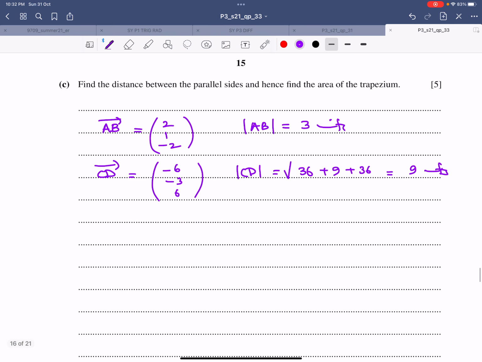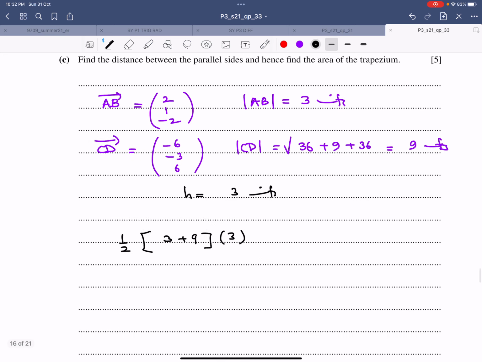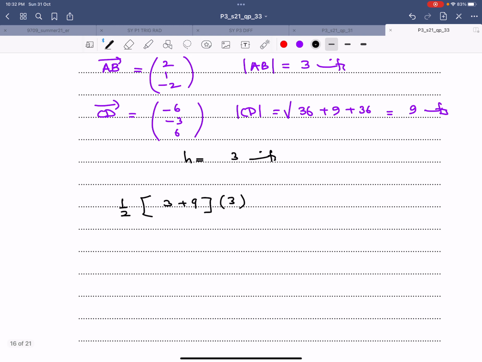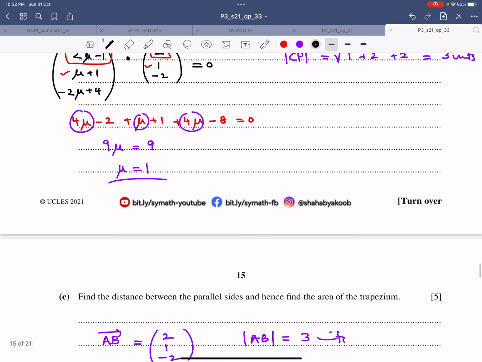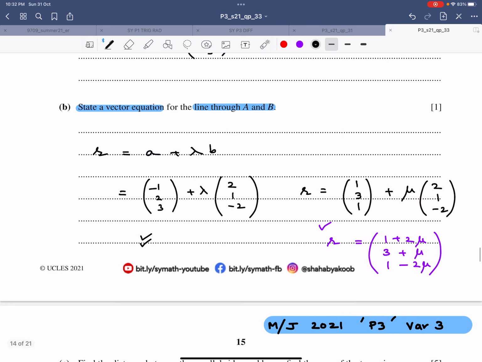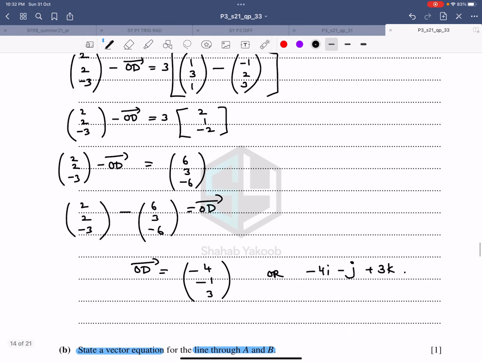This is 3 units, and the height was how much? 3 units. So the area is half the sum of parallel sides, which is 3 plus 9 multiplied by 3. So 12 divided by 2 is 6, and 6 into 3 is 18. 18 square units is the answer for this area of a trapezium. So that was a good, thorough, fully involved question.